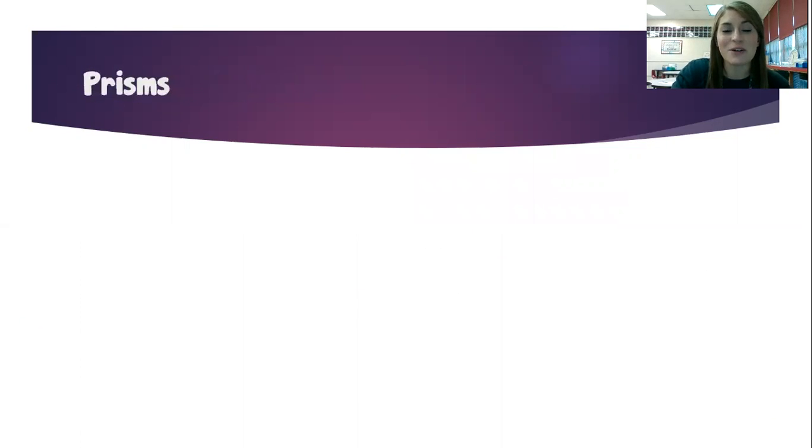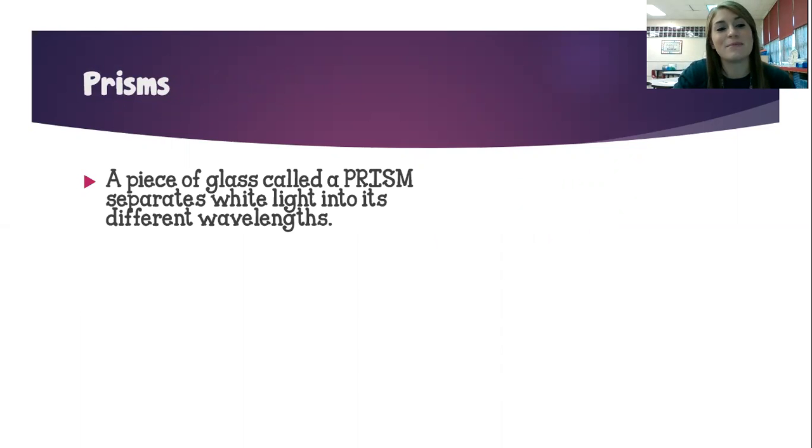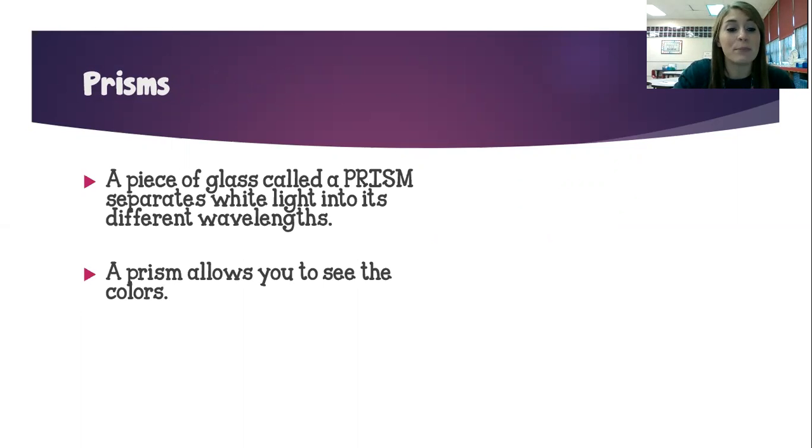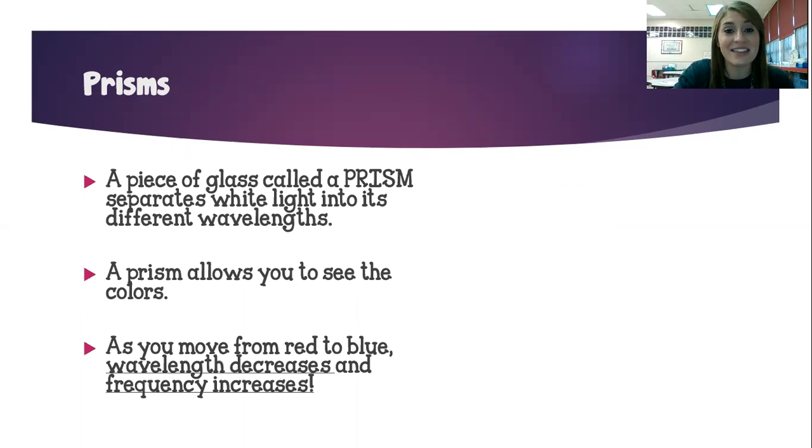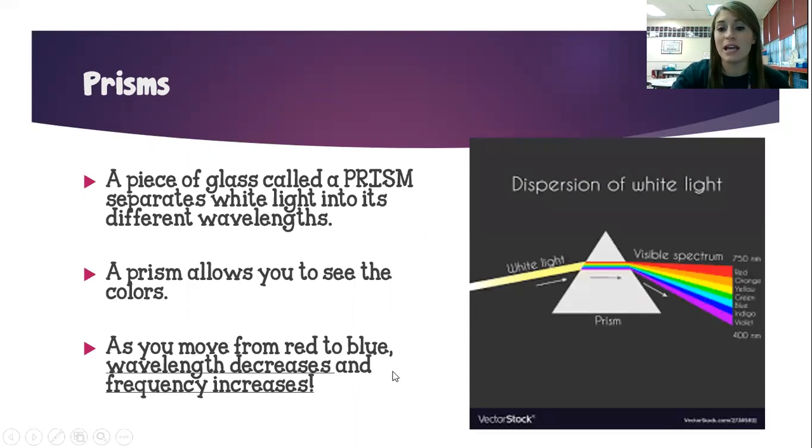All right, last thing we're going to talk about today is prisms. A piece of glass called a prism separates white light into its different wavelengths, and a prism allows you to see the colors. As you move from the colors red down to blue, the wavelength decreases and the frequency increases. So remember, that wavelength is how long the wave is, and the frequency is how many there are in one cycle. And here is a prism right here.